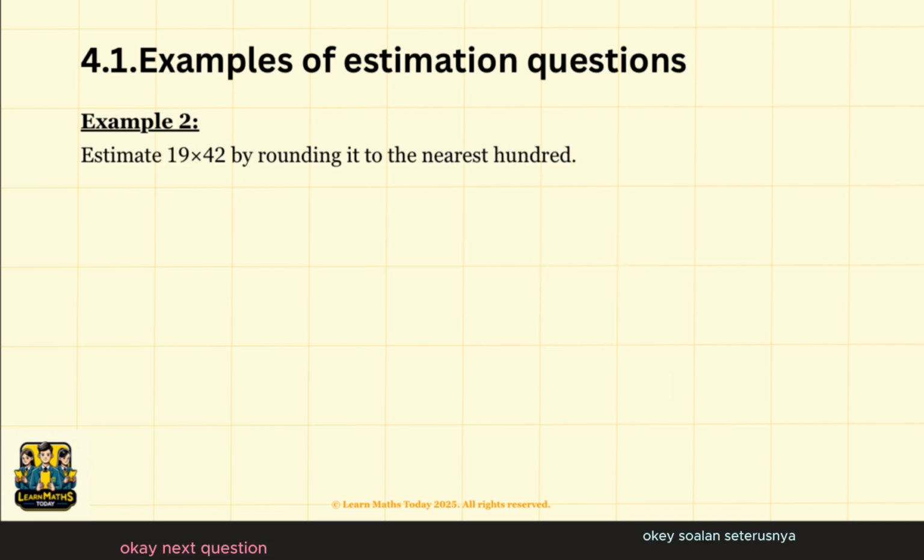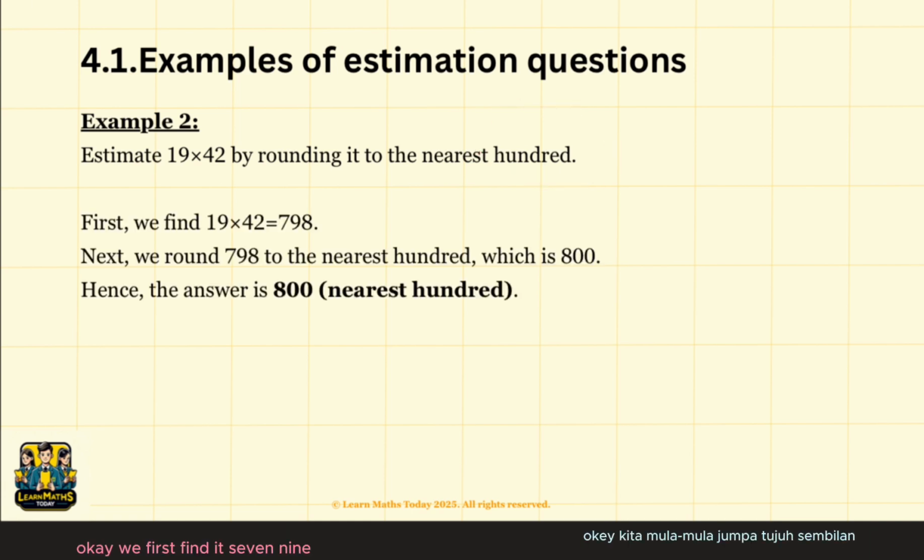Okay, next question, we're asked to estimate this to the nearest 100. We first find it, 798. Now we round to the nearest 100, so look at the tens place. There's a 9, so we round up, and it's 800. Therefore, this is the answer.